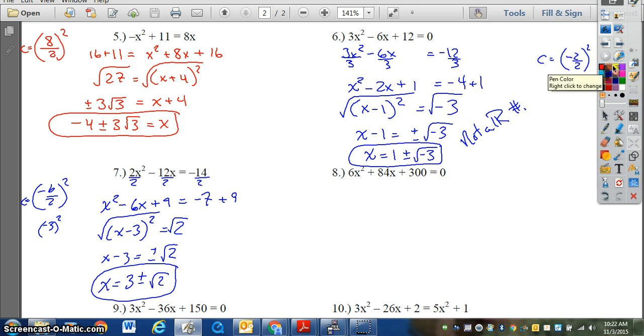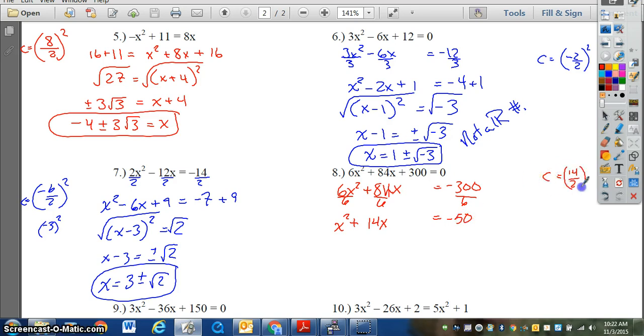And number 8. I'm going to move over the 300 first, and then I'm going to divide everything by 6. This is x squared. This will be 14x. This will be 50. Okay, so it looks like we're taking half of 14, and then we're going to square that. So that's 7 squared, which is 49. Another imaginary number, it looks like.